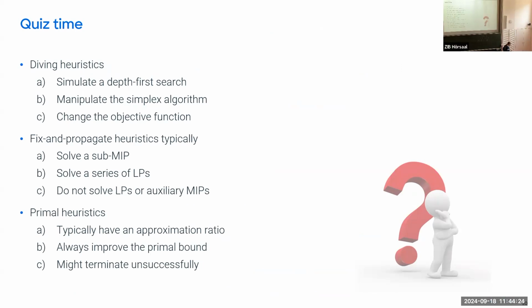Again, this is asking what I think are the key takeaway messages from this first half of the presentation. What are the answers? First question, diving heuristics. Yay, they simulate a depth first search, exactly. And fix and propagate heuristics. Let's see, they typically do not solve LPs or auxiliary MIPs. And then finally, primal heuristics as a whole. They might terminate unsuccessfully. Interesting stuff happening here.